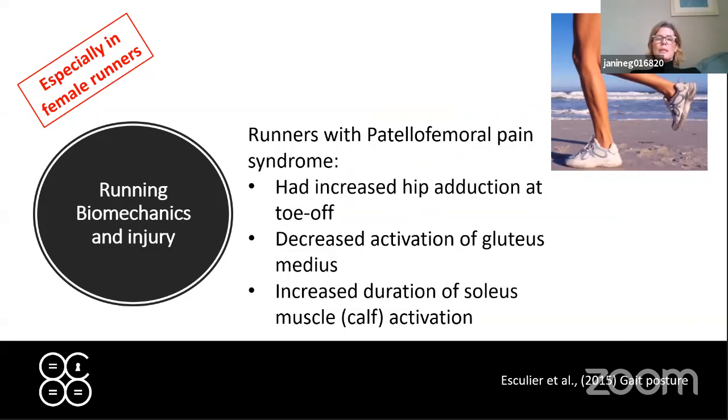We've also found, and this is a little bit of repetition, it's a separate study that looked particularly at female runners, that they had an increased hip abduction, which I've mentioned previously in toe off, a decreased activation of the gluteus medius, so that's a repeat of what we've done previously. But what was also really quite interesting was that they found an increased duration of soleus muscle calf activation.